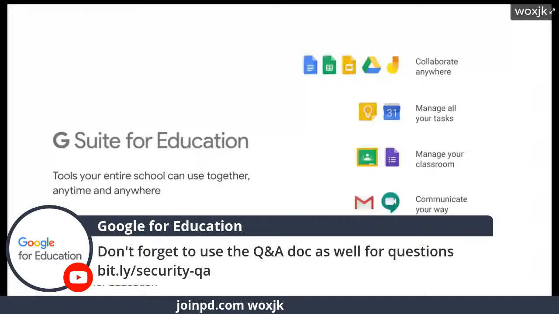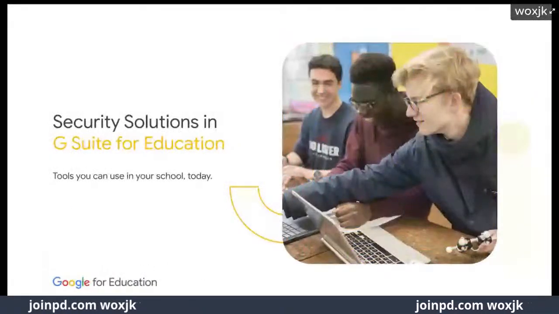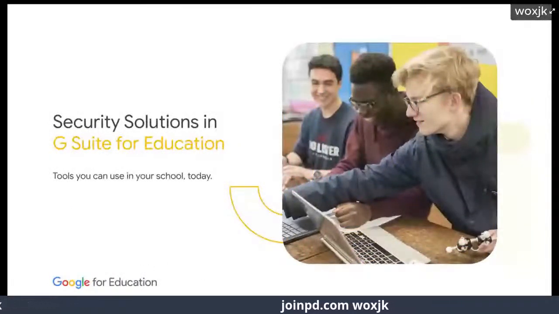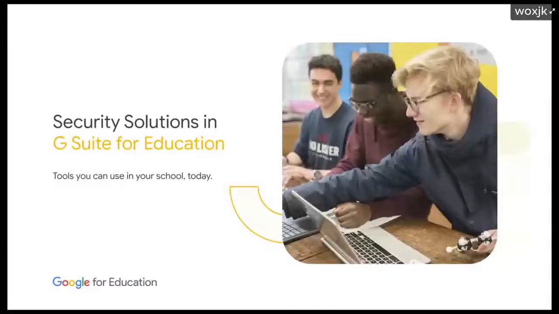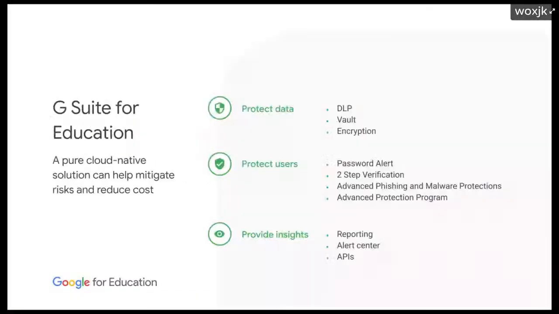Now that you understand what's involved in G Suite for Education, let's take a look at what we can do in the back end to make sure things are secure. So I'll hand over to Ollie again at this stage. Great stuff. Thanks, Simon. So we're going to have a look at some security solutions starting in G Suite for Education. And when we look at our security, we like to place it in 3 key buckets. So one is how you can protect your data. The second is how you can protect your users. And the third is how you can provide insights for security issues in and around your domain.